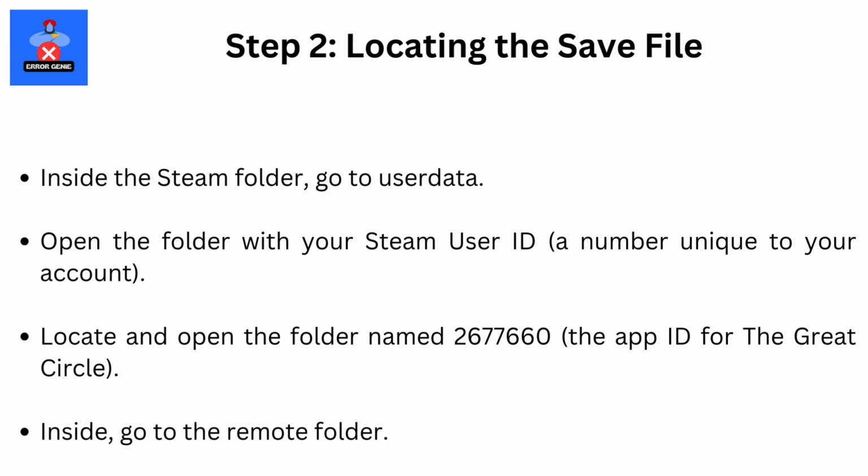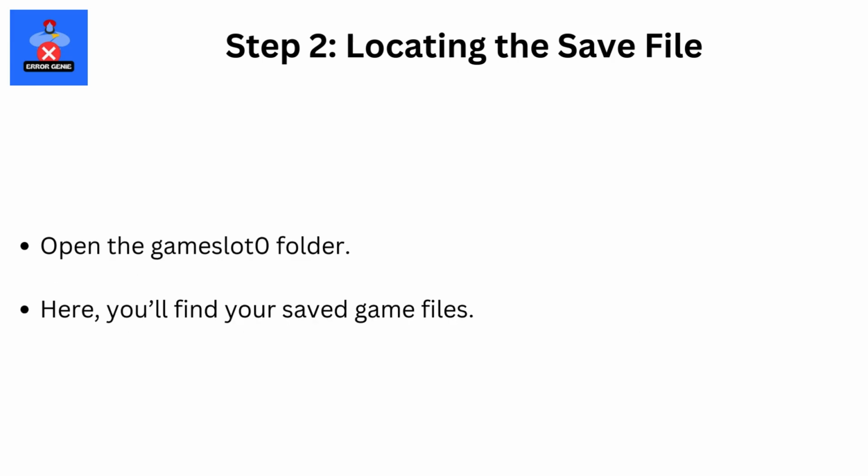Open the folder with your Steam user ID, a number unique to your account. Locate and open the folder named 2677660, the app ID for the Great Circle. Inside, go to the remote folder. Open the Game Slot 0 folder. Here, you'll find your saved game files.